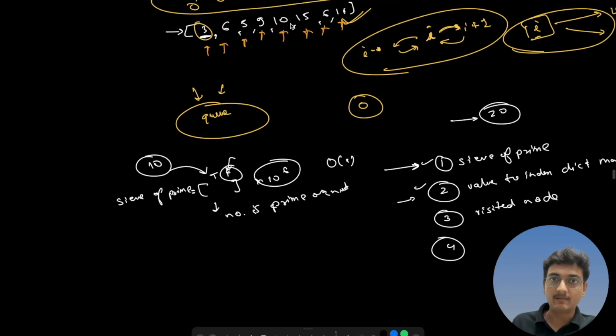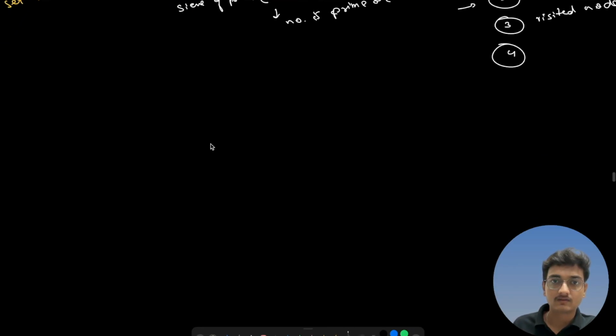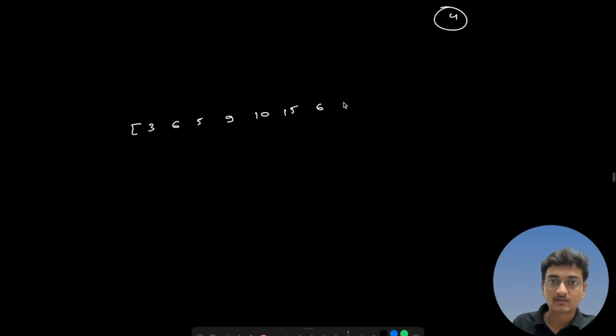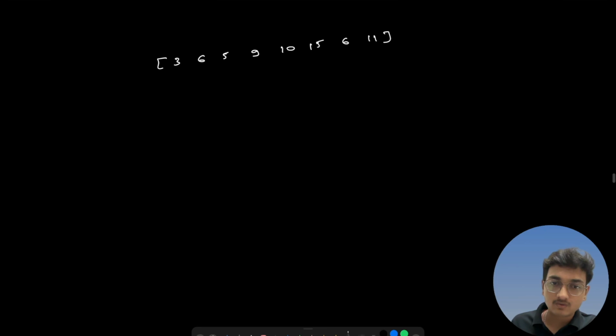Okay, so let me write down this same thing: 3, 6, 5, 9, 10, 15, 6, 11. Super. Okay, so what I will be doing, I will be starting from the zeroth node. I will be starting from here. Now I will be asking what all places I can visit. So I can visit this, but this is invalid, so I will ignore this. I can visit this. Yes, I can visit.